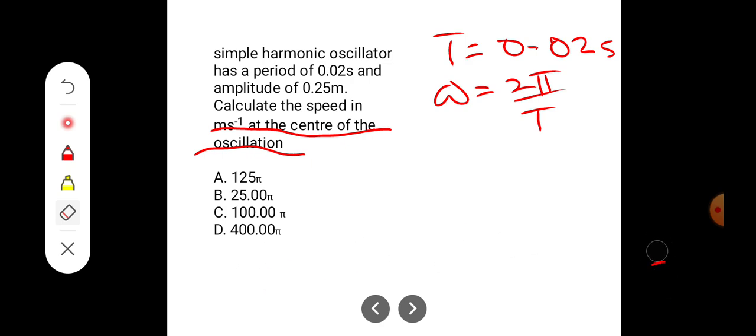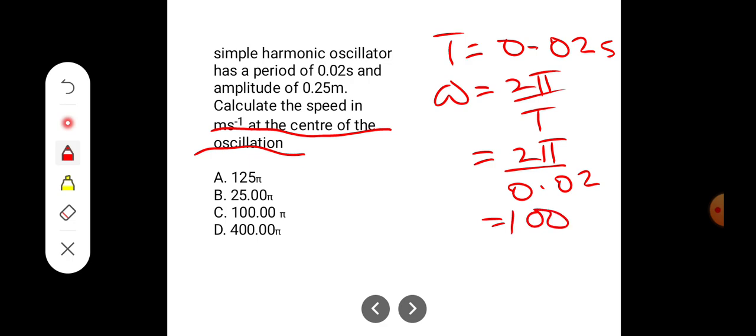Sorry for that. Okay, so now let's see. We have 2 pi over period. So this is going to be 2 pi over your period, which is 0.02. When we treat 2 divided by 0.02, it is going to give us 100. So that's going to be 100 pi.